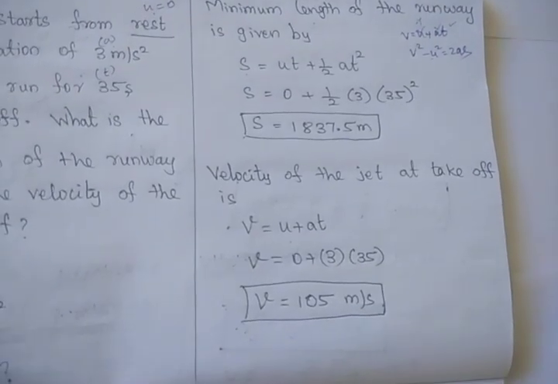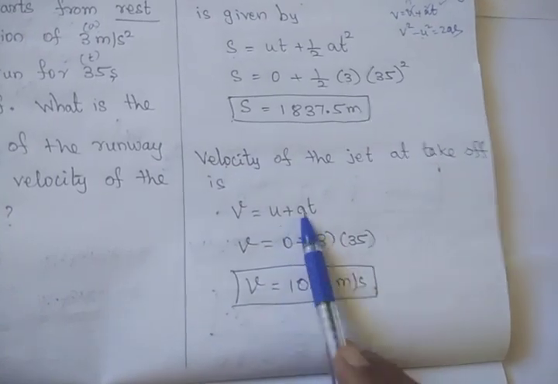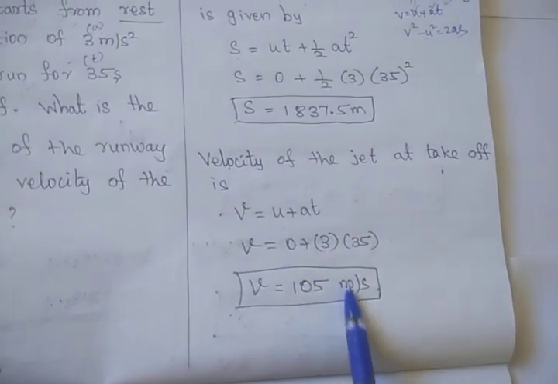1837.5 meter. Also for the velocity, v is equal to u plus at. Substitute the u value, a value and t value, and arrive at the velocity.